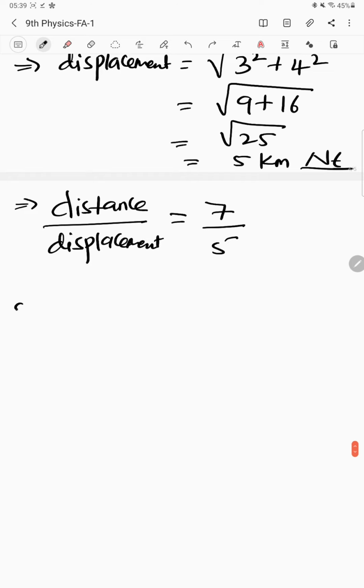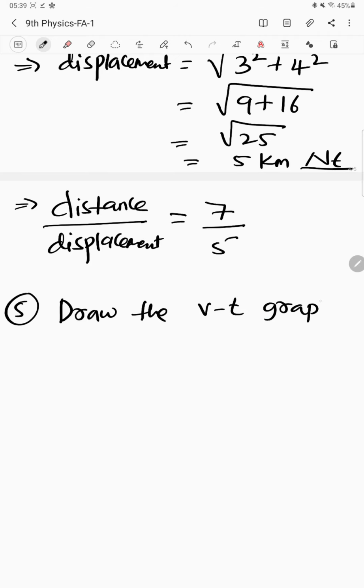Now let us look at the fifth question. What is this fifth question? Draw the VT graph of a body with zero acceleration.